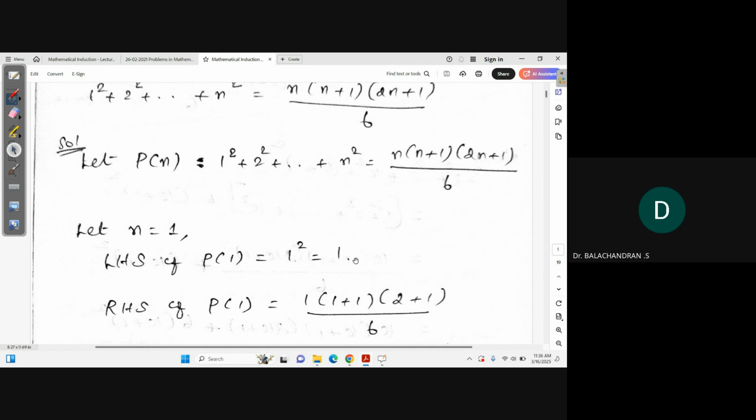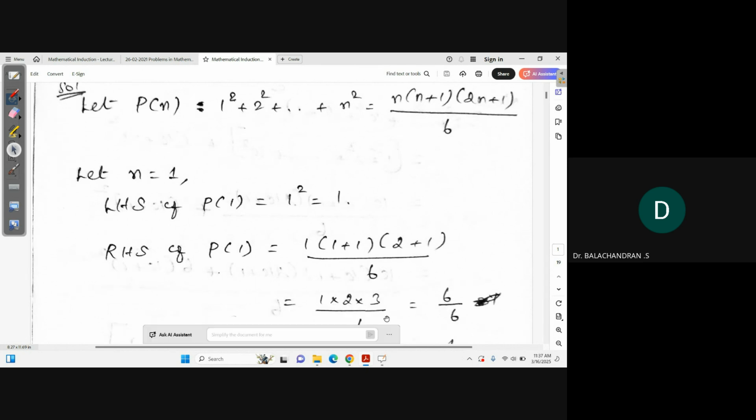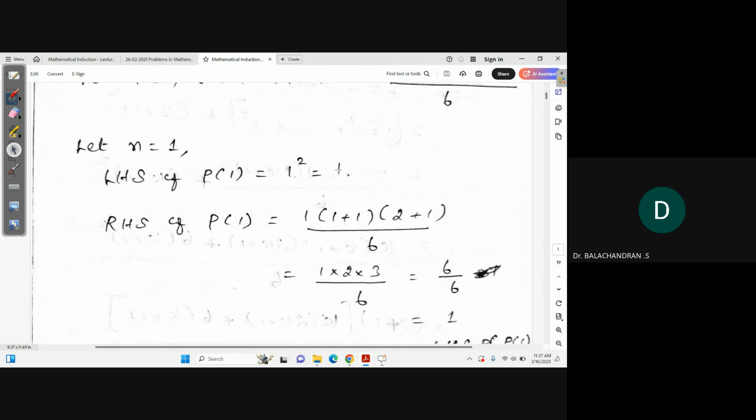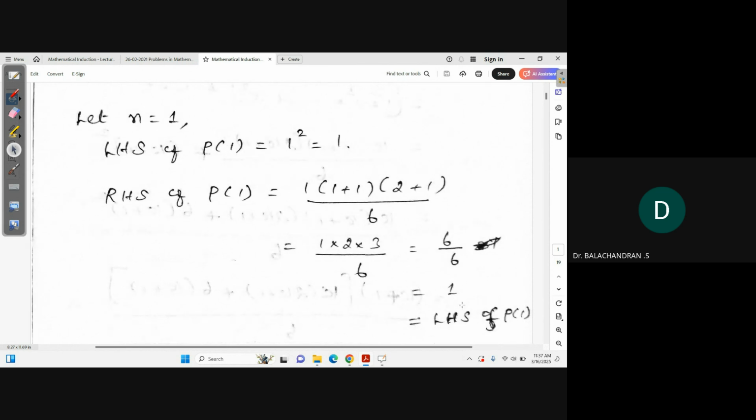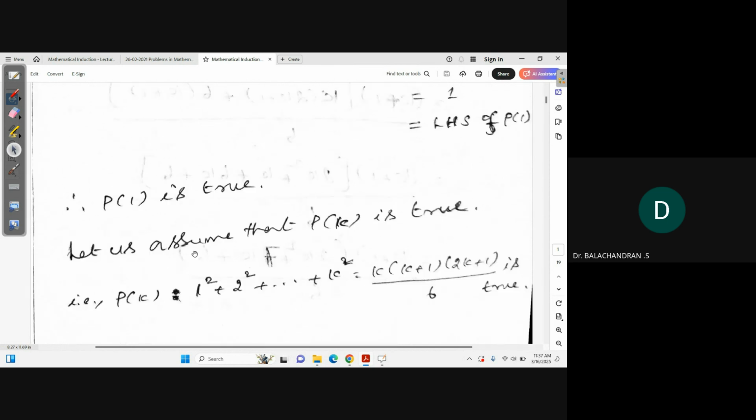The left hand side of P of 1 is 1 square, equal to 1. Similarly, on the right hand side substitute n equal to 1. So 1 into 2 into 3 by 6, which is 6 by 6, 1. So both the left hand side and right hand side of P of 1 are the same. Therefore P of 1 is true. Let us assume that the statement is true for P of k. That means 1 square plus 2 square up to k square is equal to k into k plus 1 into 2k plus 1 by 6 is true.